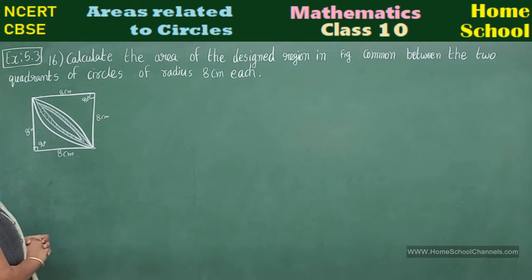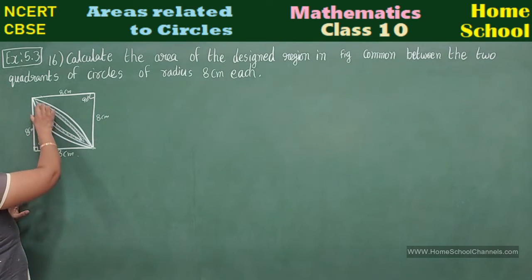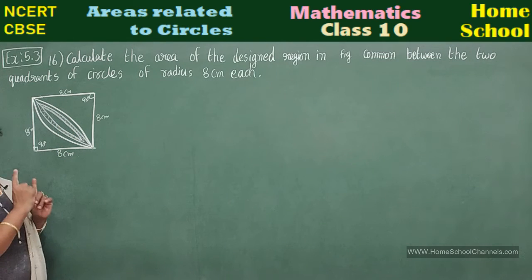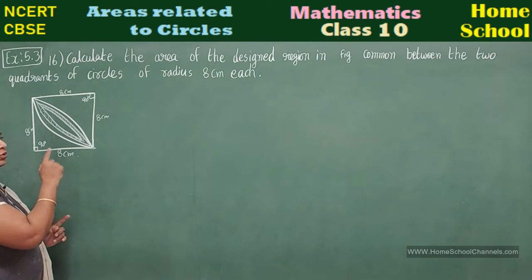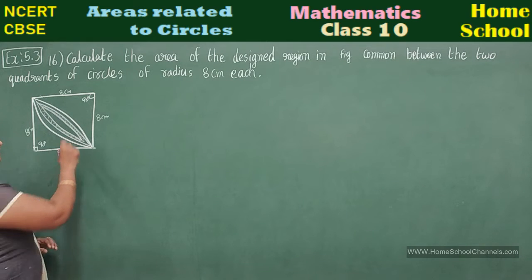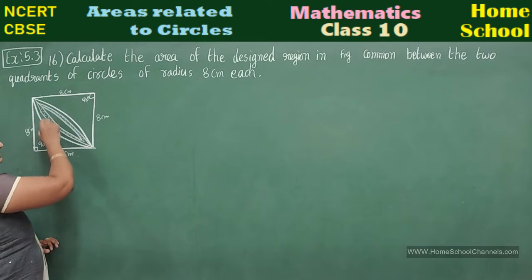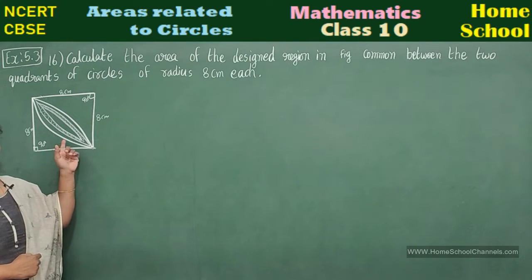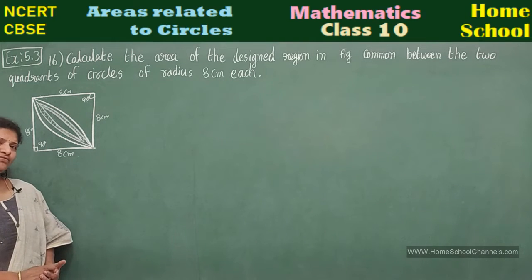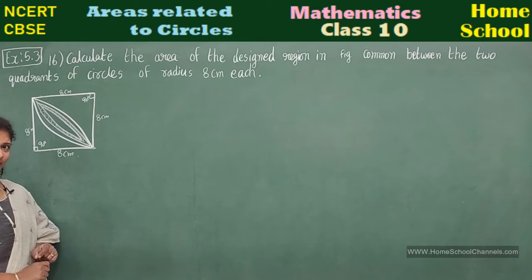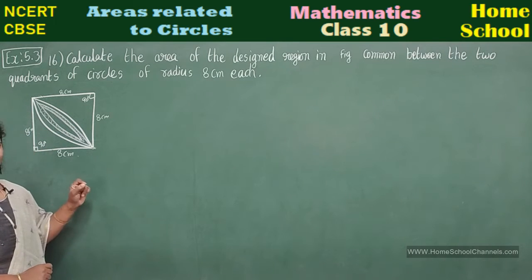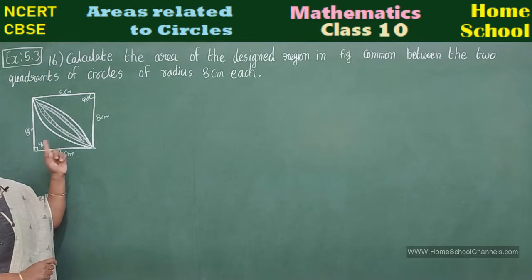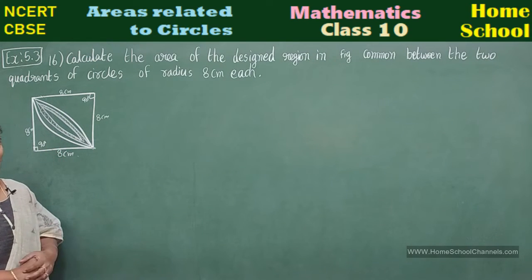each. Observe the figure. We need to find the area of this region, and they have given here two quadrants. The common area of the two quadrants is the design. Find the area of this design. Observe the figure carefully. We need to find the area of the designed region, and they have said two quadrants, common designed region. You need to find the area.